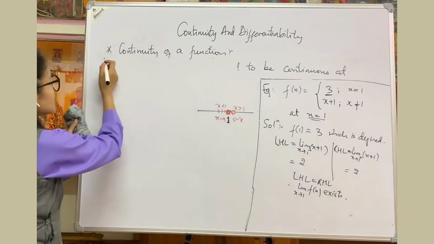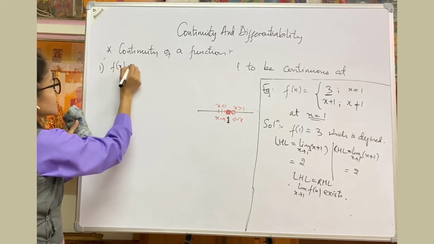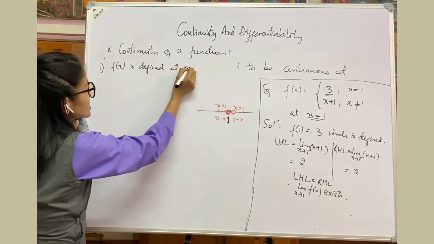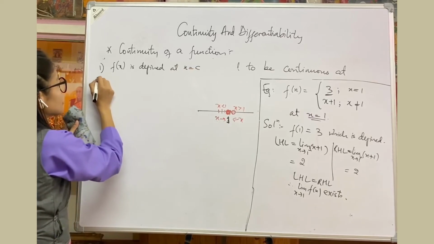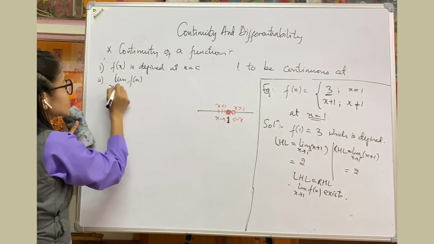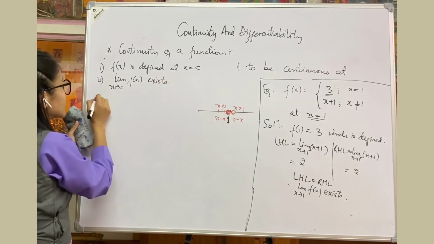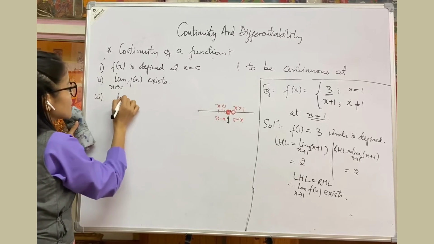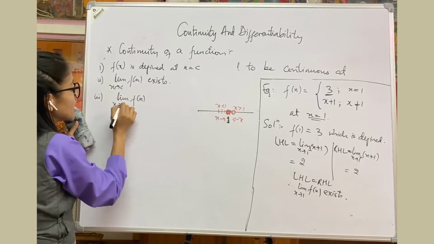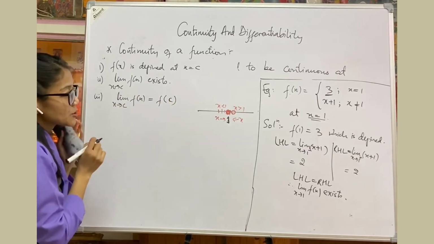So that is, first one was, continuity of the function f of x is defined at x is equals to c. Number 2, limit of function as x tends to c exists. That was the second condition. And the third one we have is limit of the function, limit value is equals to the function value. These two have to be same.